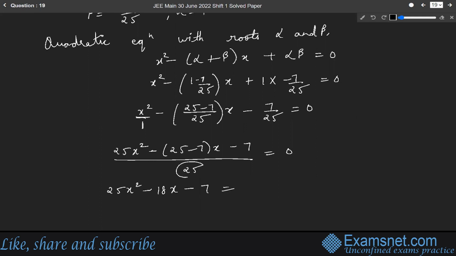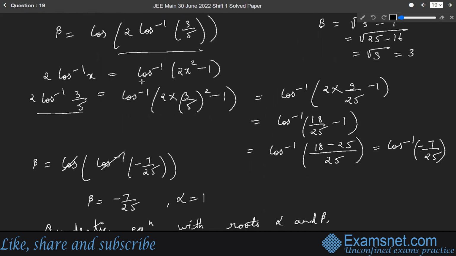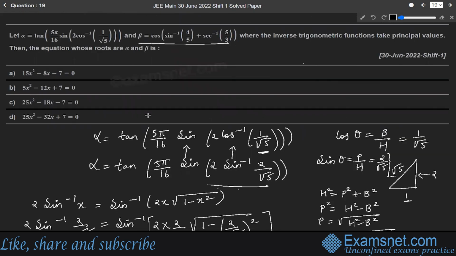since the 25 goes to the right hand side and 0 into 25 is 0. So this is the required quadratic equation which has the roots alpha and beta, right? For this question, this is the correct equation. Now let us have a look at the options. The correct equation is 25x square minus 18x minus 7 is equal to 0. So the correct option is option C here. I hope you are clear with this question.